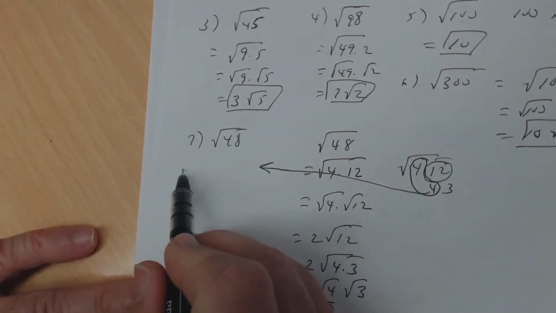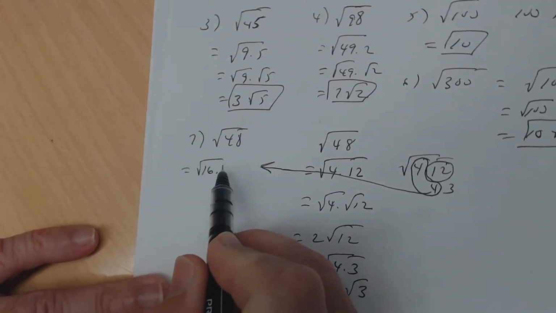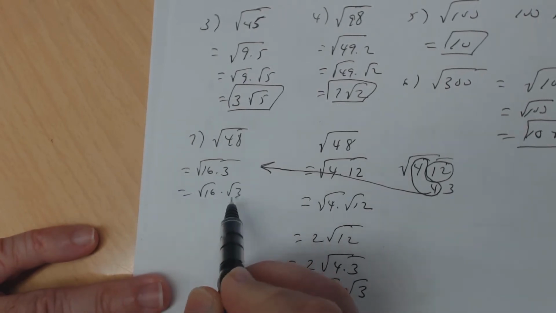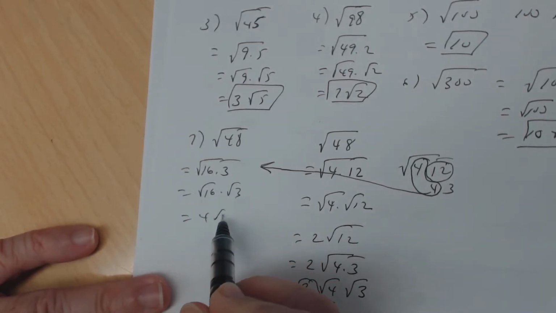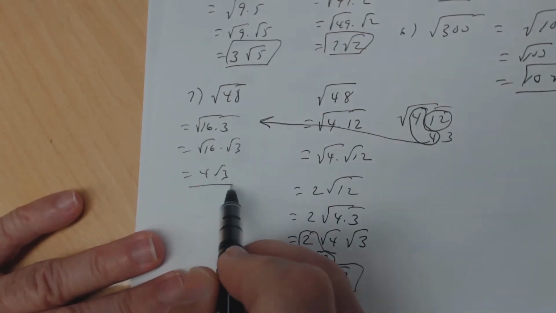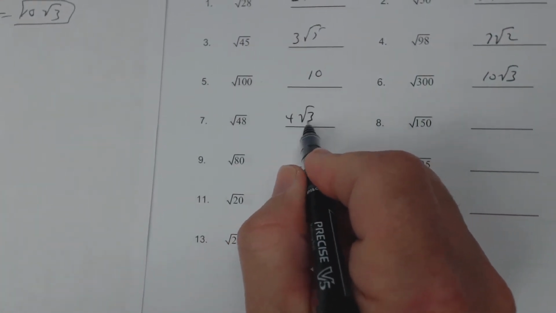And so I get the square root of 16 times 3, which is the square root of 16 times the square root of 3, which is 4 square root of 3. And that's what we said it was. So 4 square root of 3. Alright, so that's number 7, 4 square root of 3.